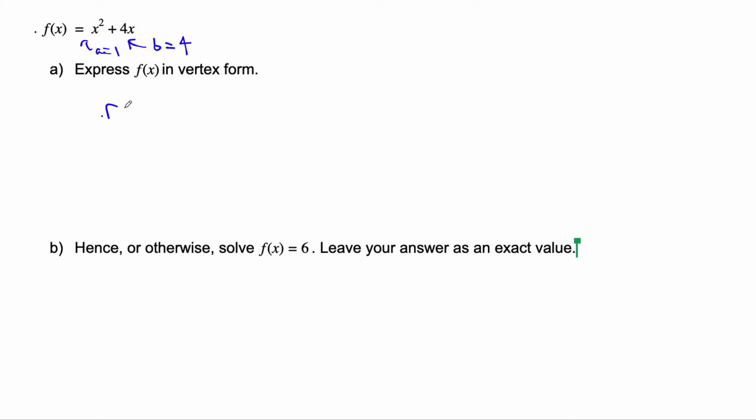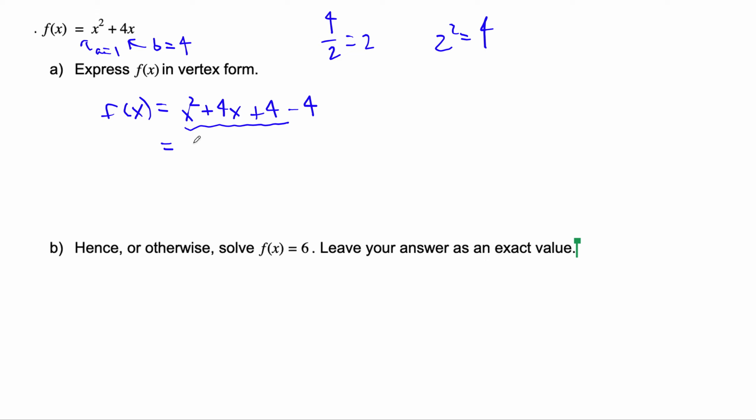So we can do f of x equals x squared plus 4x, and just a reminder for completing the square, you take that b value 4, you divide it by 2, which is 2, and square that. 2 squared is equal to 4, so we add and subtract 4, plus 4, subtract 4. Now that allows us to make this a perfect square, so we have x plus 2 squared minus 4, which is now in vertex form.